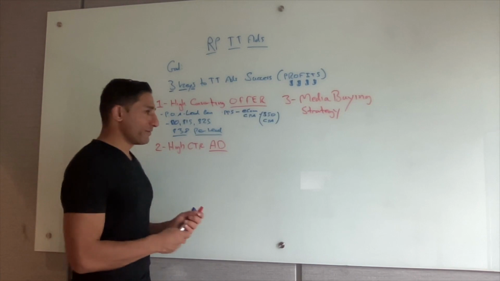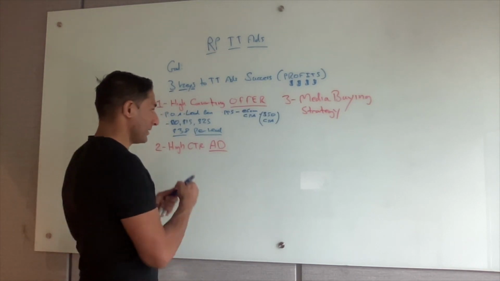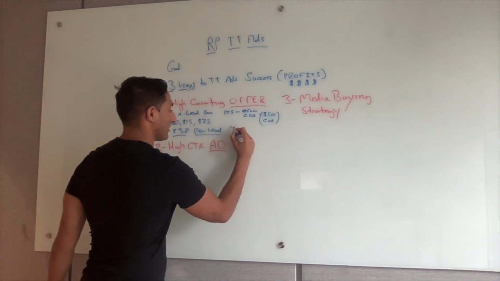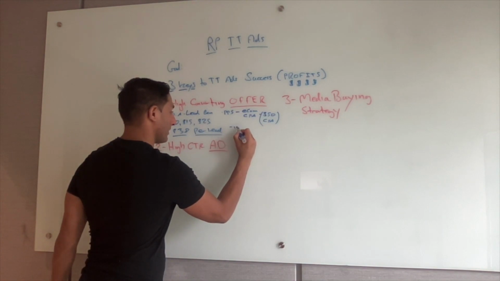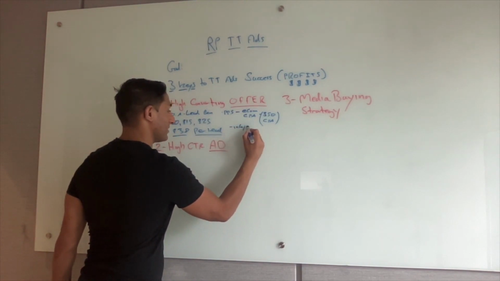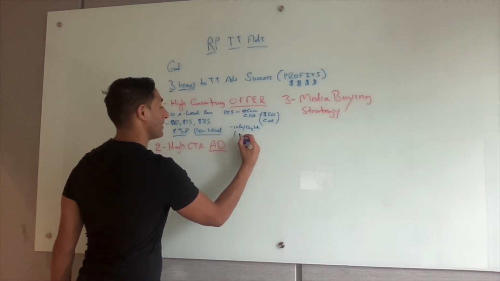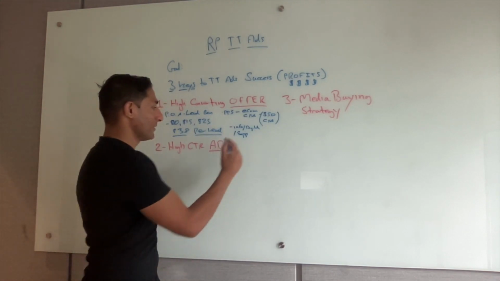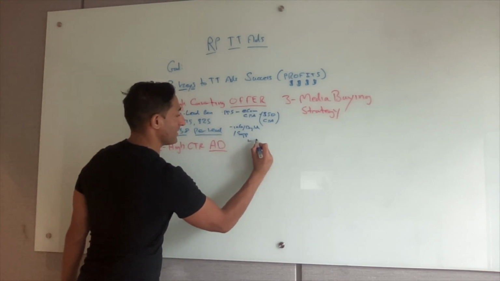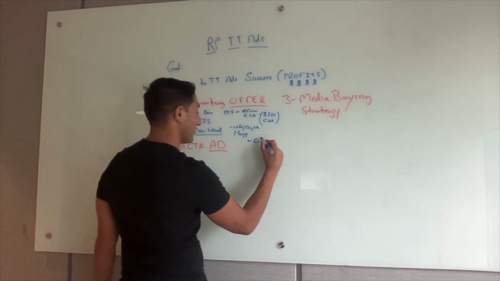The next type of pay per sale offer is, I'm just gonna put info/digital/supplement, okay? This is generally done on a network called ClickBank, okay?